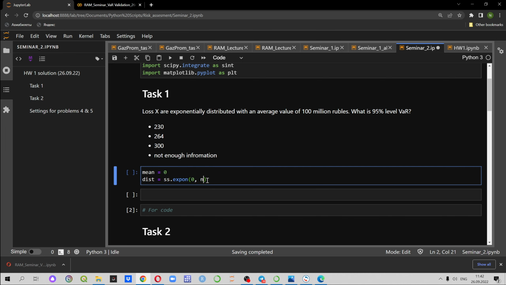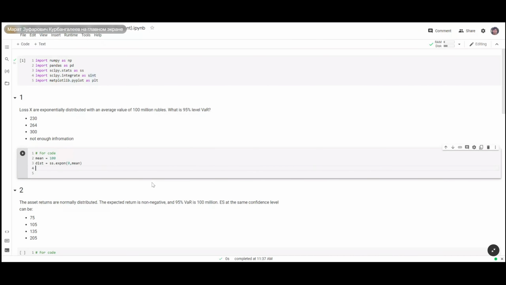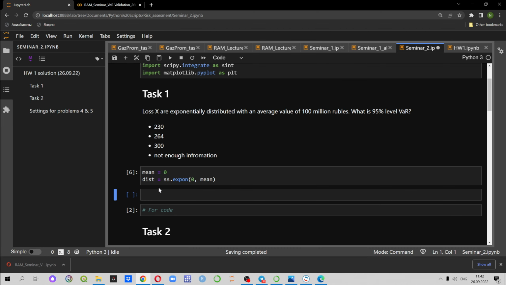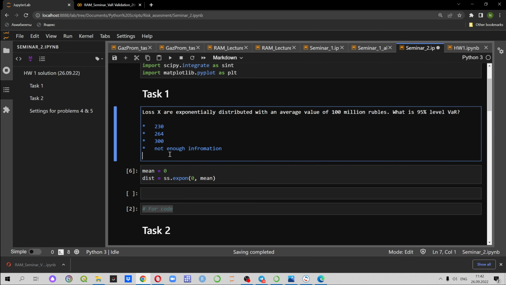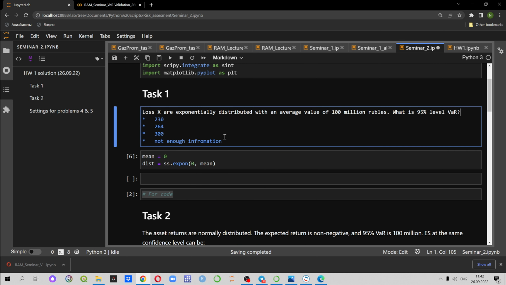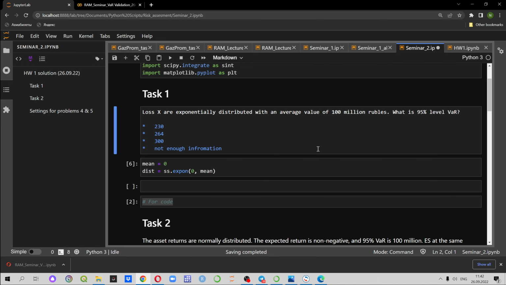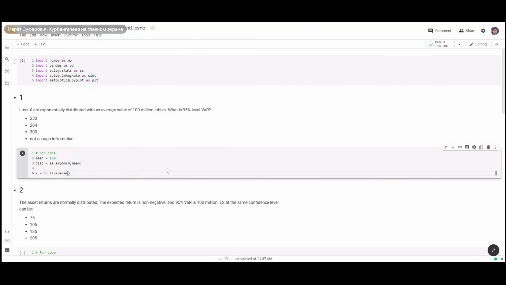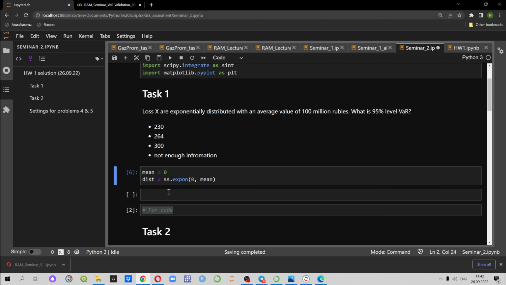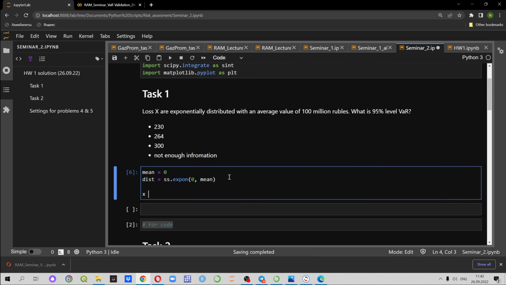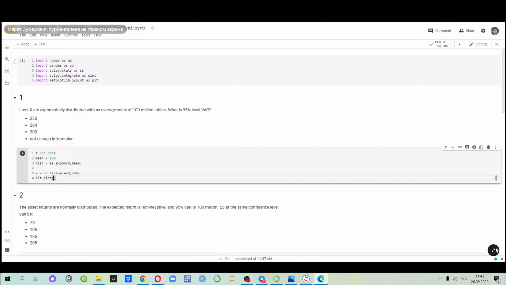What I can do here, actually, is plot the distribution and see how it looks. So let me do it this way. I'm going to get some linear space that is just a series of numbers. Let me put something like this. And then I'm going to plot this distribution.